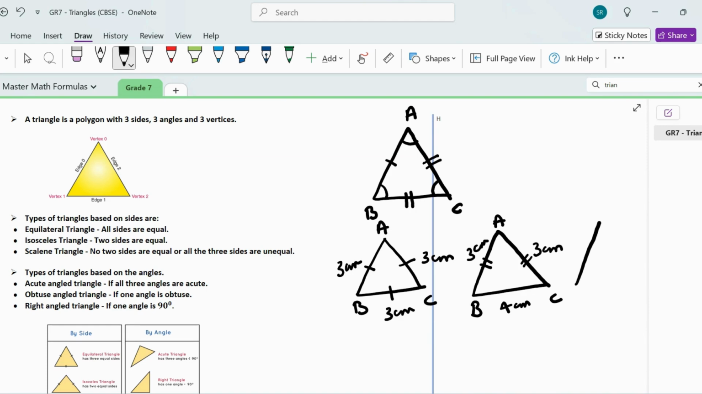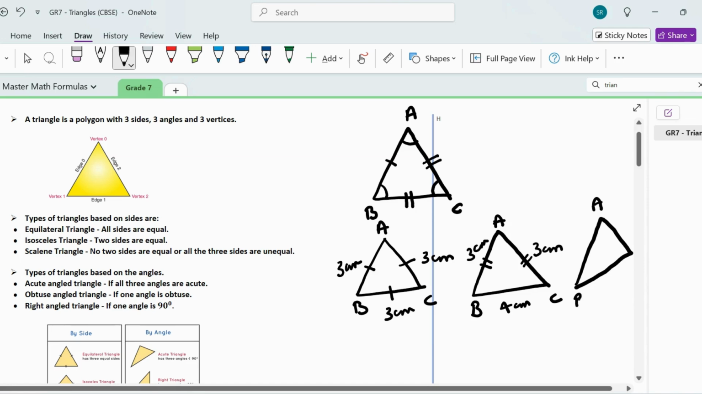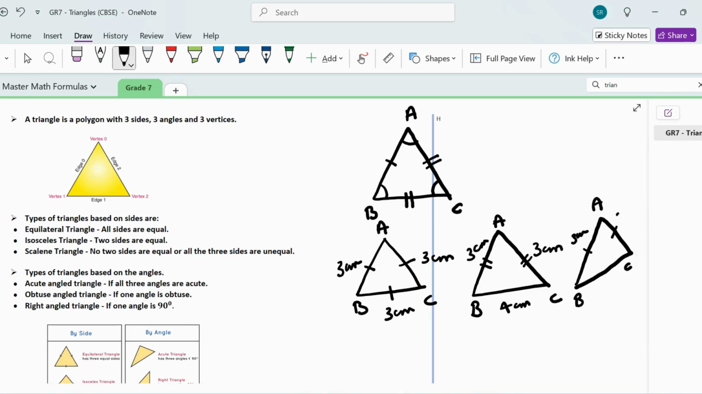A scalene triangle is one in which no two sides are equal. That is, AB is 3 centimeters, AC is 2 centimeters and say BC is 4 centimeters. No two sides are equal. Such a triangle is called a scalene triangle. I hope all of you understood.